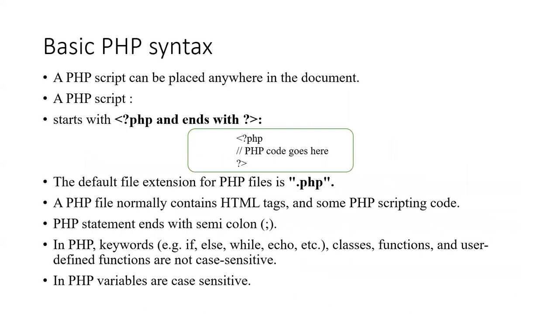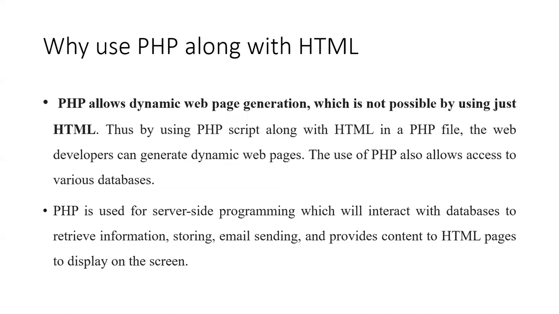So what is the basic PHP syntax? PHP code starts with an arrow mark and a question mark followed by the PHP keyword, and ends with the same, that is, a question mark and an arrow. All the statements should end with a semicolon. Basically PHP is a case sensitive language, but the keywords such as if, else, while, echo, print are not case sensitive, and the PHP variables are case sensitive.